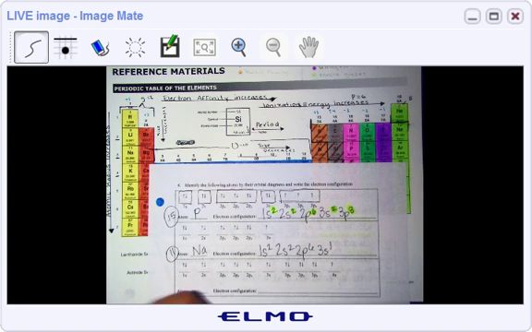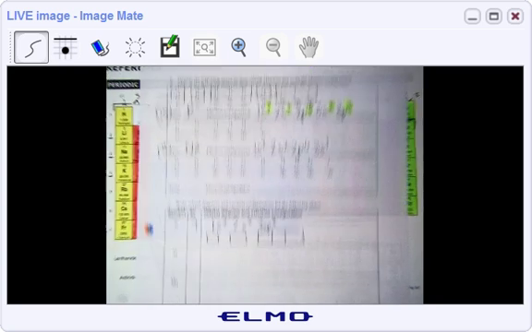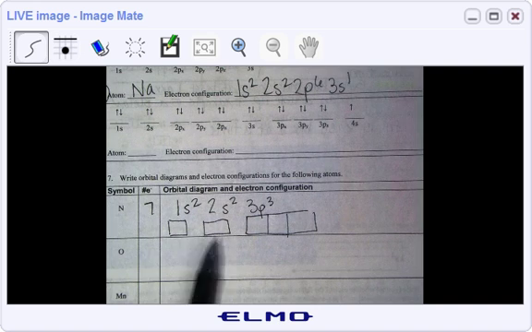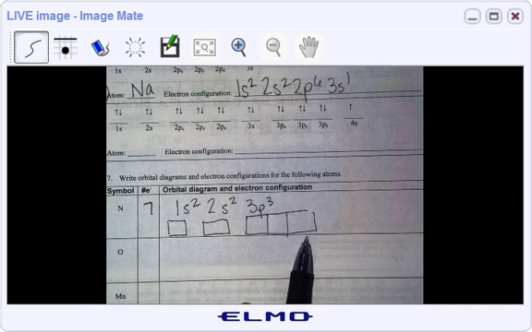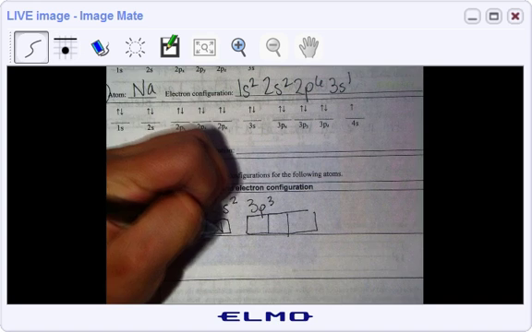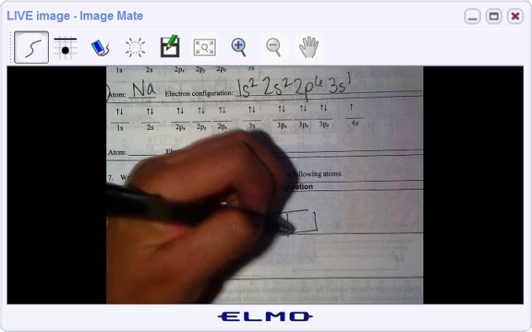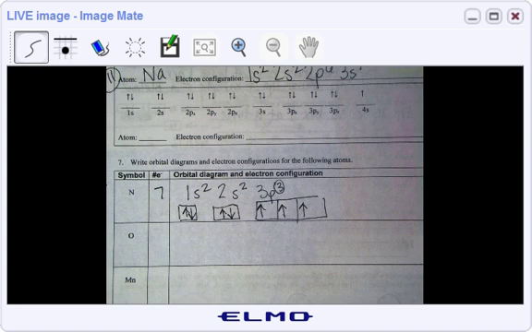2p3. The S boxes can only hold 2 electrons, so it's just one box. The P boxes have a maximum of 6. Okay, the S boxes can only hold 2, so you can go ahead and put 1 box. But for P, it can hold 6 total, so you put 3 boxes because it's always 2 arrows per box. And for the P, I only need to go to 3. I'm not filling it up. So according to the rule, I need to do one at a time. And that's how you do electron configuration.